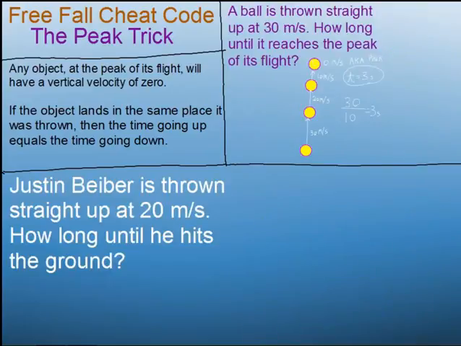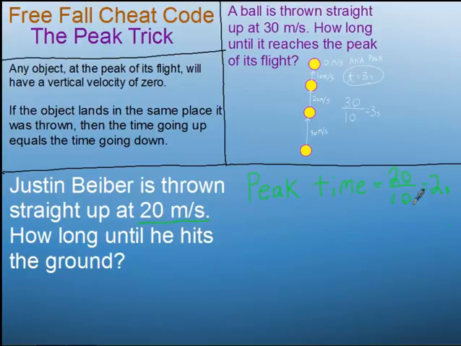The next problem says, Justin Bieber is thrown straight up at 20 meters per second. How long until he hits the ground? This one's a little bit more tricky because it's not just asking how long it'll take till he peaks, but how long it'll take till he hits the ground. Well, since we already did this peak problem, I'm going to repeat kind of the same process here. Now, just like in the last problem, if he started out going 20 meters per second, and every second that goes by, he gets 10 meters per second slower, then the amount of time it takes till he has nothing left to take away is 2 seconds.